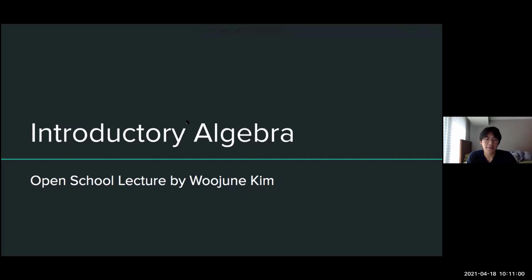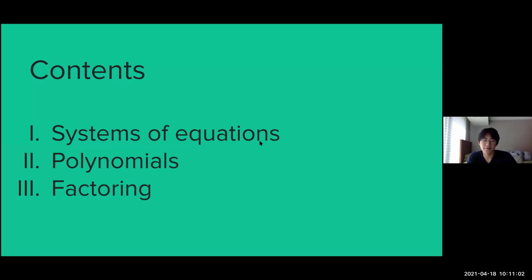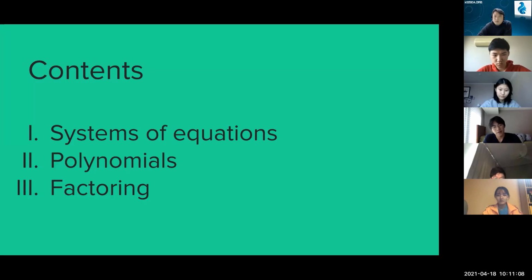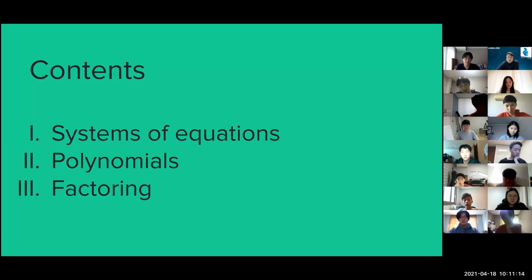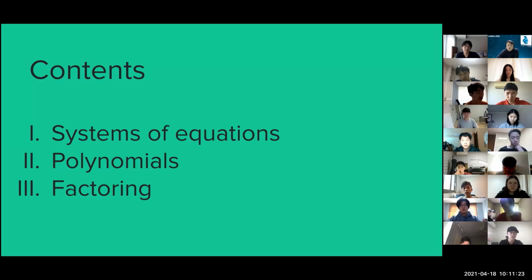So to give you guys a brief overview of the contents, first I'll be covering systems of equations, then I'll move on to polynomials and factoring. Now, this might seem like a really limited scope, but actually tons of questions on, well, competition math and specifically the AMC can fit into these three categories. So even gaining a basic understanding on these three topics can help you solve a ton of questions.